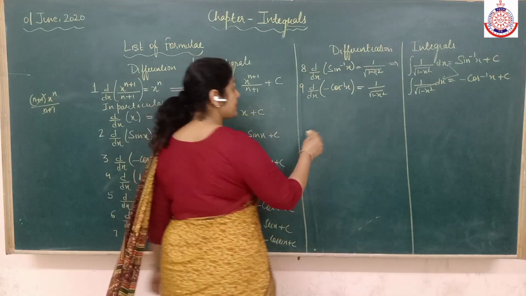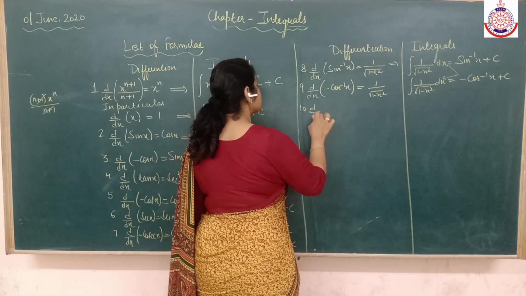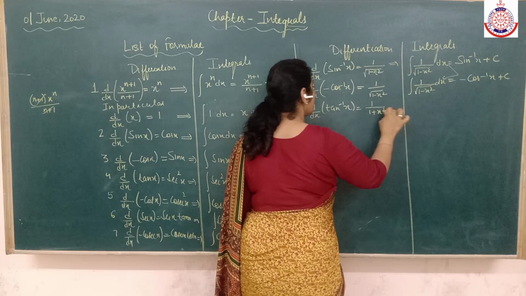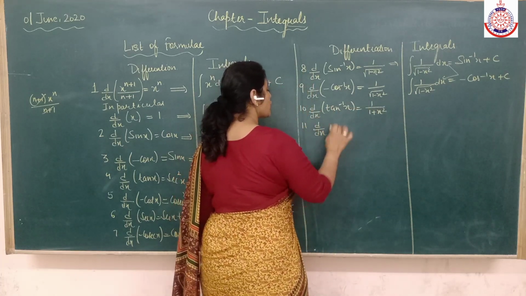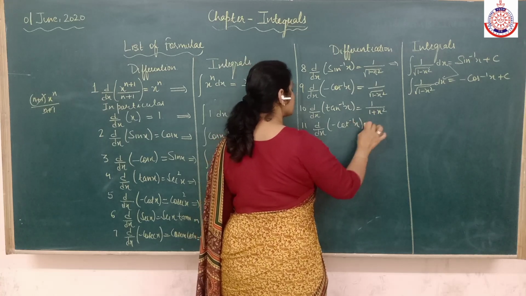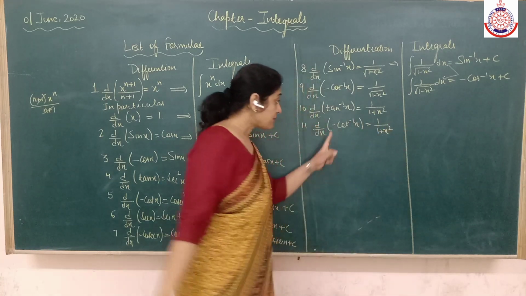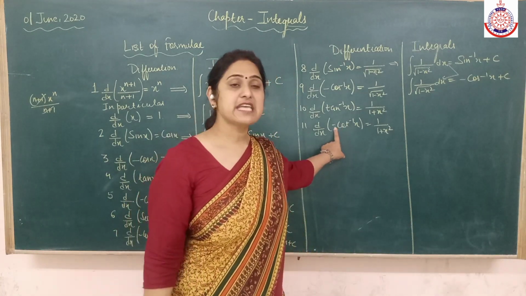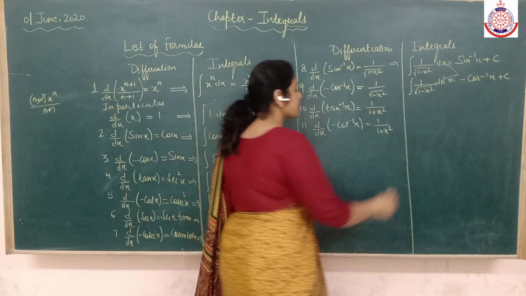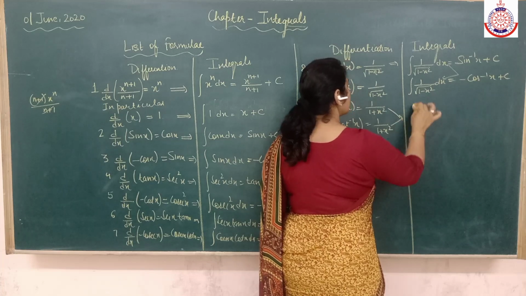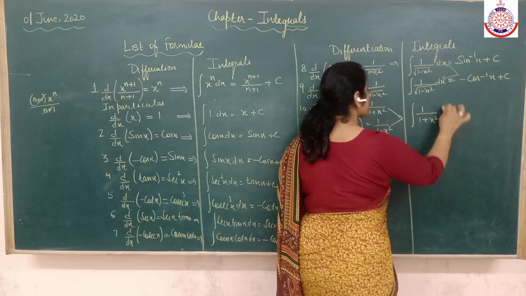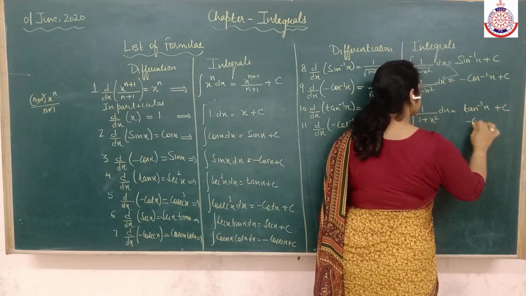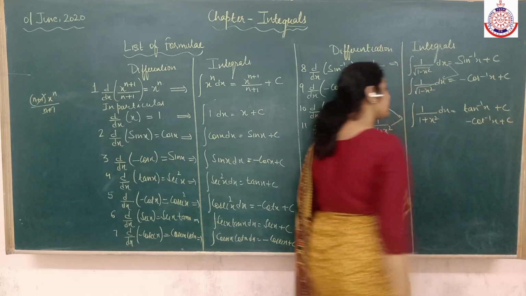Clear? 1 upon under root 1 minus x square can be integrated as sine inverse x, or it can be minus cos inverse x. Similarly, we have tan and cot, the relation. Differentiation of tan inverse x is 1 upon 1 plus x square, and differentiation of minus cot inverse x is also 1 upon 1 plus x square. See girls, I have taken minus this side. Cot inverse x की differentiation क्या होती है? Minus 1 upon 1 plus x square. If I have taken negative this side, so minus minus plus. That means integration of 1 upon 1 plus x square dx can be either tan inverse x plus c, or it can be minus cot inverse x plus c.